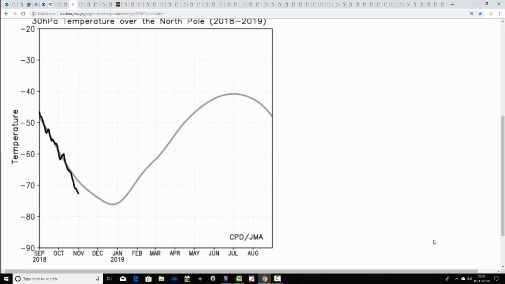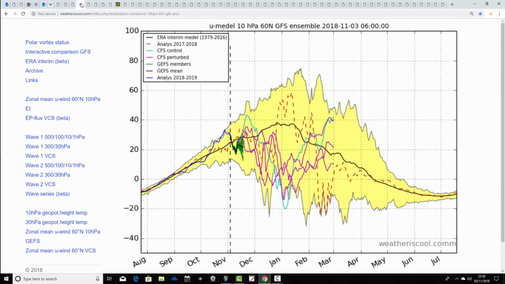So it's cold up there in the stratosphere over North Pole at the moment, and that would typically be associated with a strengthening of the polar vortex. And you would also expect the zonal westerlies to be strengthened as well when it's cold in the stratosphere over the North Pole. And indeed, we have seen a strengthening of the zonal westerlies over the past week or two.